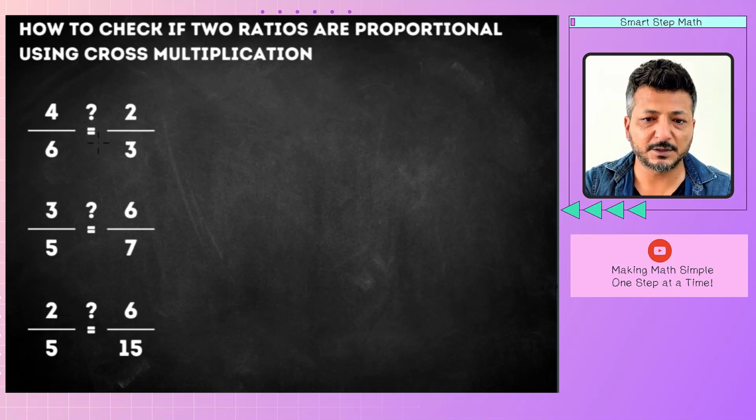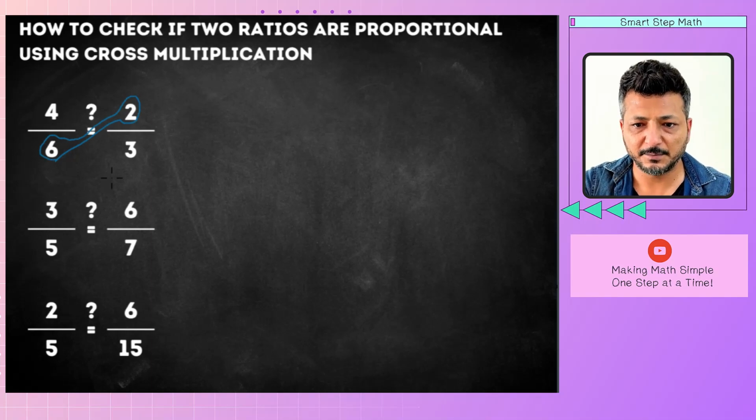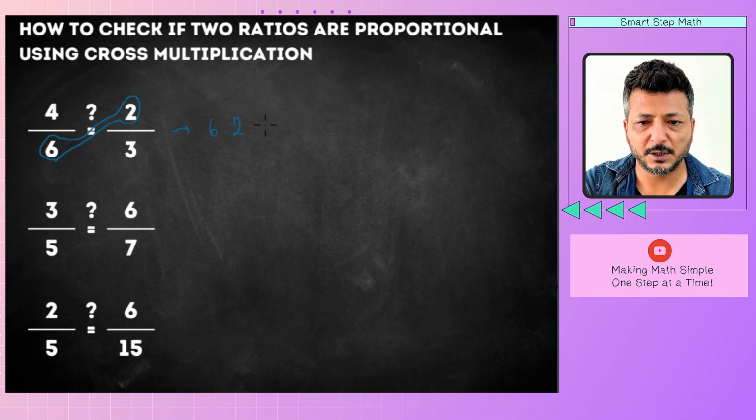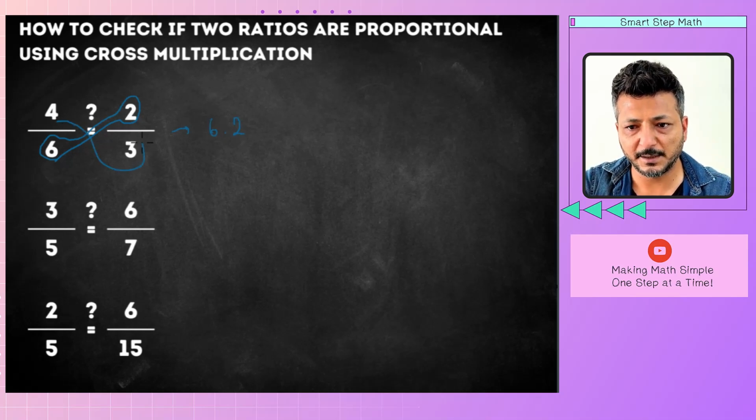Friends, in our first expression, is the ratio of 4/6 equal to the ratio of 2/3? How will we examine this? We will multiply the values of these two ratios crosswise. So, if I multiply 6 by 2, what about the other cross values? Who are they? 4 and 3. Is the product of 4 and 3 equal?